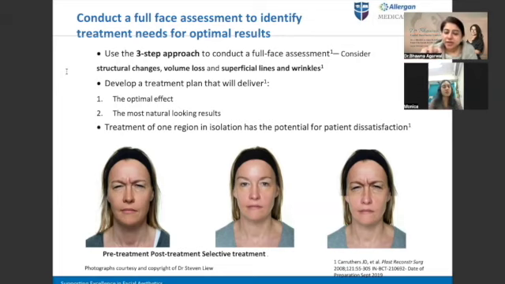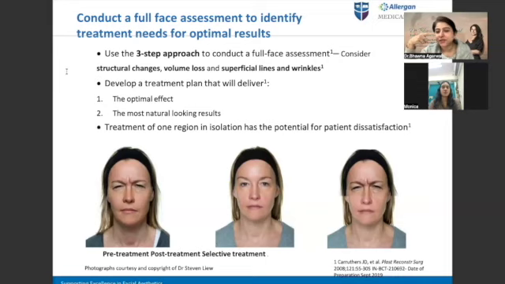Treatment of one region in isolation has the potential for patient dissatisfaction, because what I have seen is individuals who are worried about their under eye hollows sometimes might not be clear what exactly they want. They will feel that the face does not have the same glow that it had before. Now they don't know that the lack of glow is a combination of a lot of factors. It is not just one thing that you are seeking to treat.